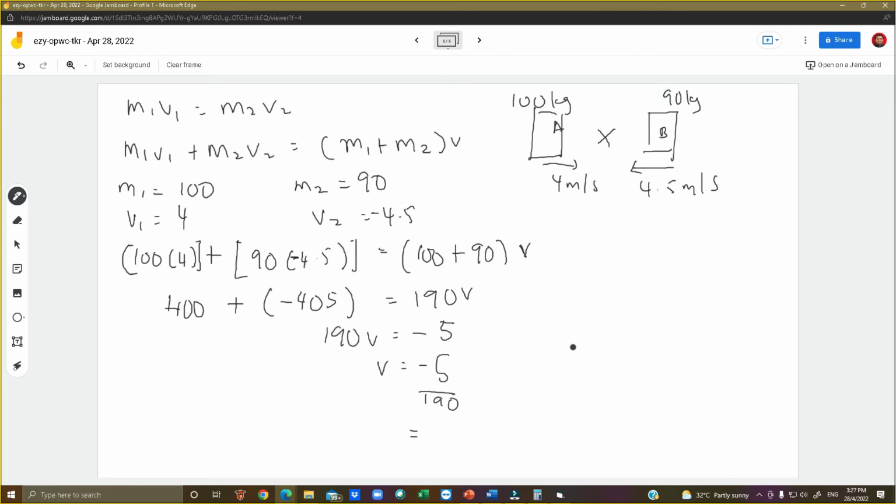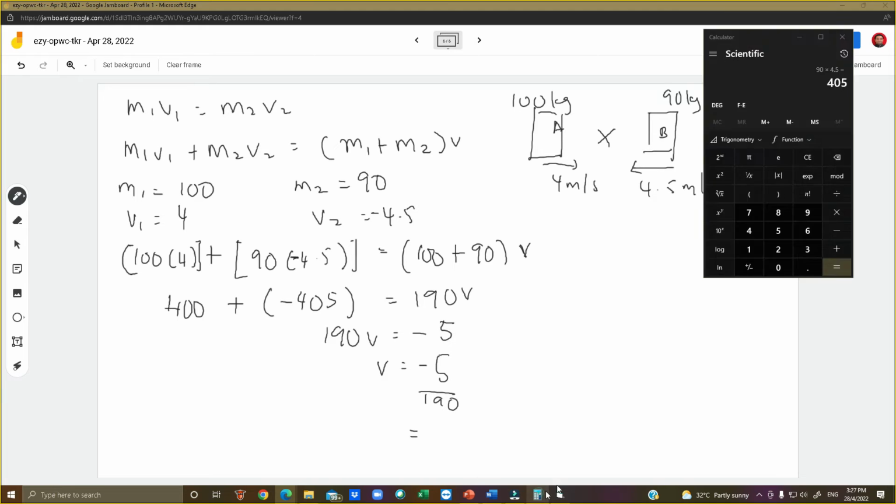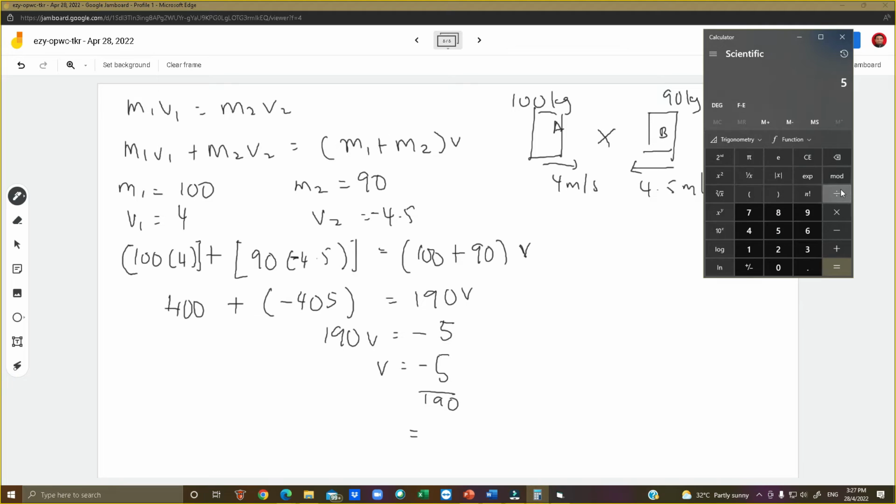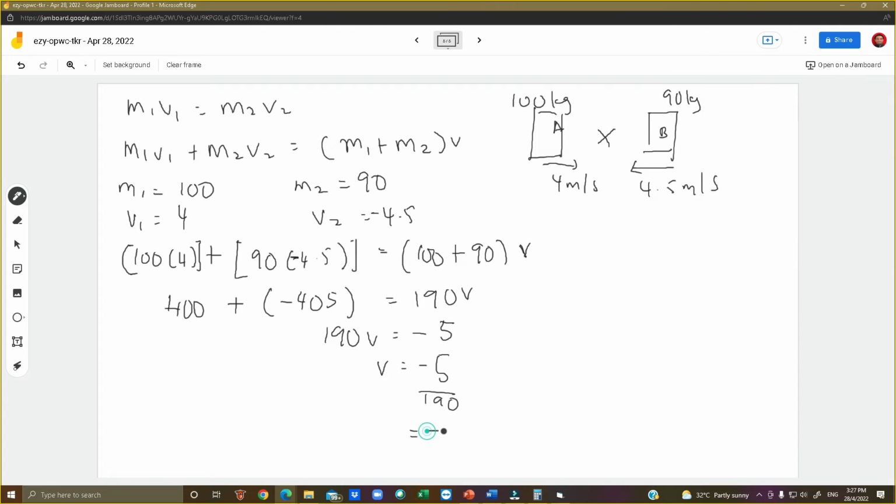Okay, how much do we get? Negative 5 divided by 190. How much do you get? Negative 0.03. 0.03. Okay, correct. Negative 0.026, or 0.03 meter per second.